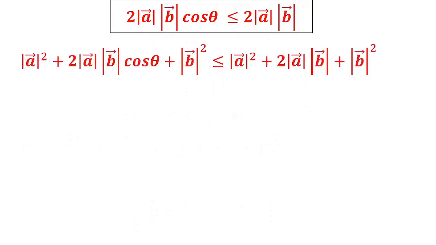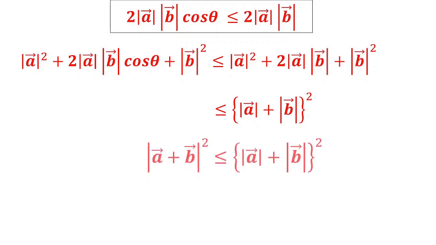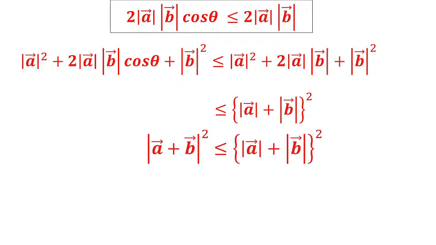You see in the left hand side, I have magnitude of A square plus 2 times magnitude of A into magnitude of B into cos theta plus magnitude of B square, but it will be definitely less than or equal to magnitude of A square plus 2 times magnitude of A into magnitude of B plus magnitude of B square. What will happen to the right hand side? It is of the form A plus B the whole square. Therefore, A square plus 2AB plus B square is A plus B the whole square. Therefore, left hand side is nothing but magnitude of A plus B the whole square. Right hand side is magnitude of A plus magnitude of B the whole square.